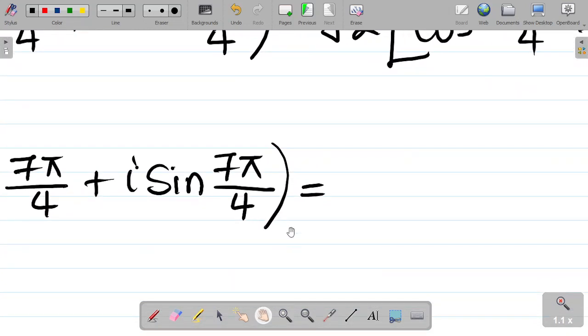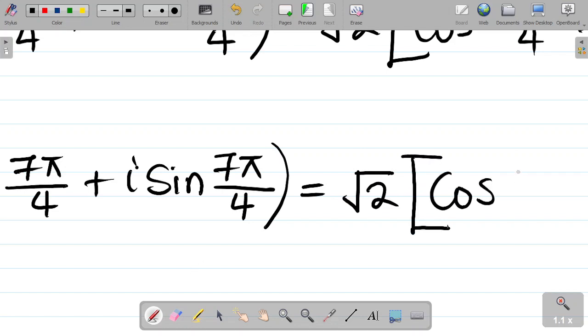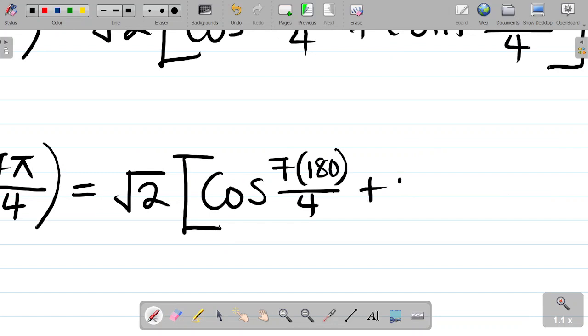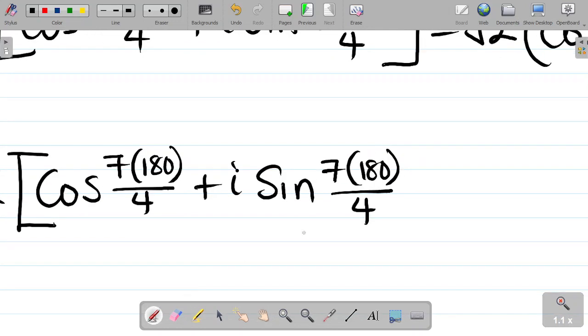We said pi is what? 180. So first of all, write root 2 into cos 7 pi. Since I'm using a round bracket, let me now use a square bracket here. This into cosine of 7 times pi, where pi is 180, all over 4. Plus I sine, repeat the same thing there, 7 pi, that's 180 over what? 4. So we have this.